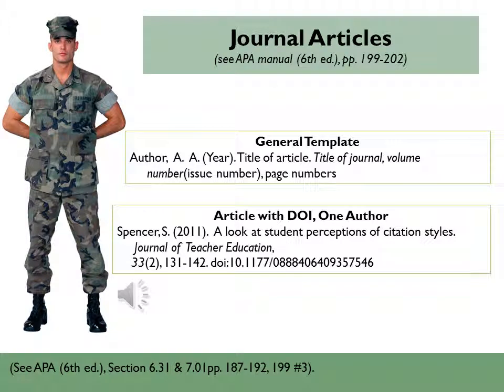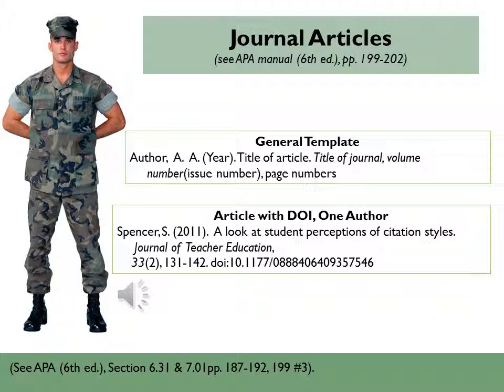When creating your citations for a journal article, the general template is to begin with the author's name, the date of publication, the title of the article, followed by the title of the journal and volume number, issue number, and page numbers. In this case, the title of the journal and the volume numbers must be italicized, but do not italicize the issue number and the page number. It's only the title of the journal and the volume number. If you notice in the example below the general template box, a look at student perceptions of citation styles, Journal of Teacher Education is italicized as well as the number 33, which is the volume number, but the issue number, number 2, is not italicized.